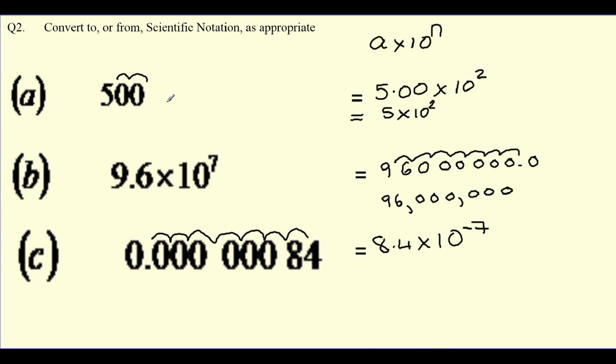So again, going back through this quickly, first one 500 becomes 5 times 10 to the power 2 because you moved it twice to make it bigger than 5. 9.6 times 10 to the power 7, you move the decimal 7 places to the right. So once over the 6 and then 6 zeros after that. And with C, you move it 7 places to the left to make it 8.4 times 10 to the power minus 7 or negative 7.